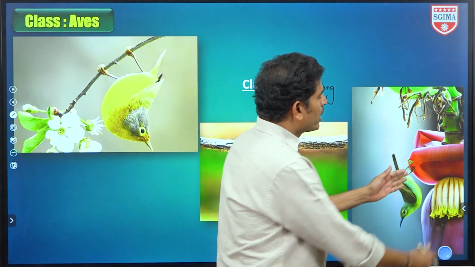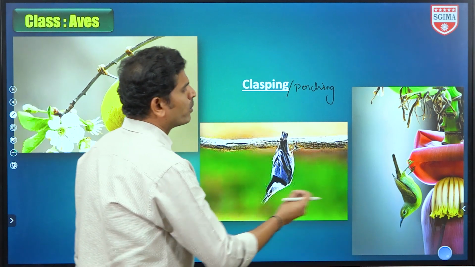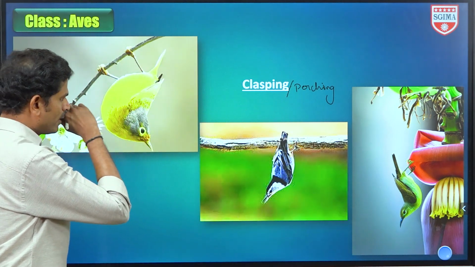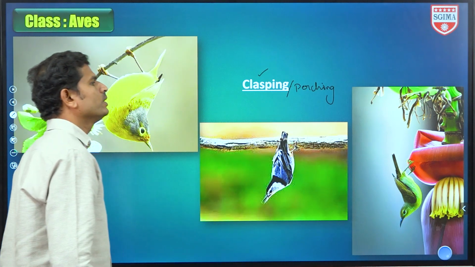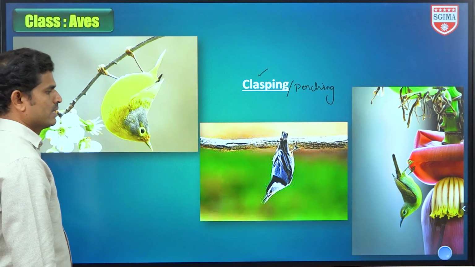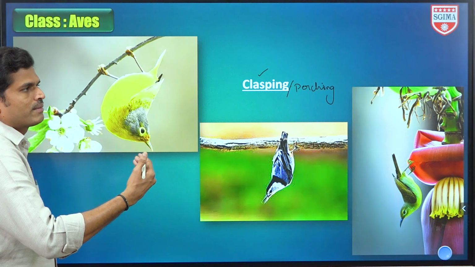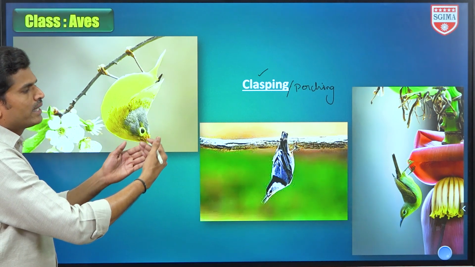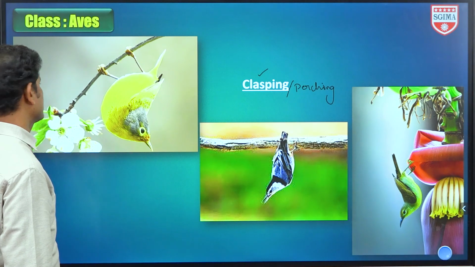Here the bird has handled the banana flower. This hummingbird is a small bird. Okay, so this is called clasping. Legs help in clasping, that is holding the branches of the trees. That is why birds, when resting on a plant or branch, never fall down. So this is called clasping.